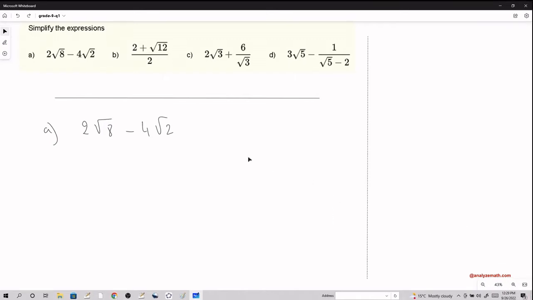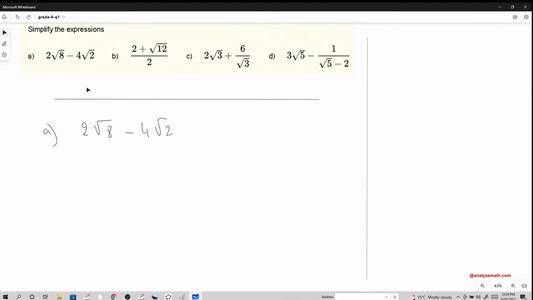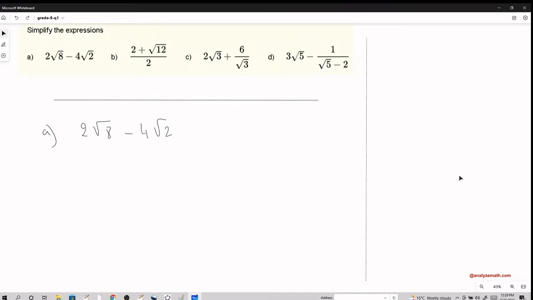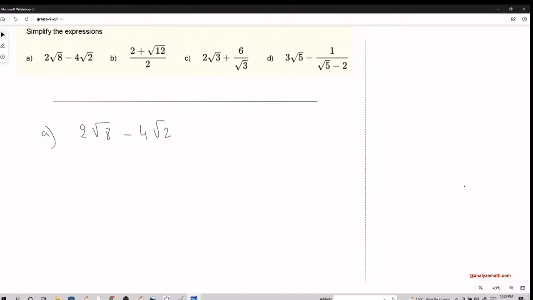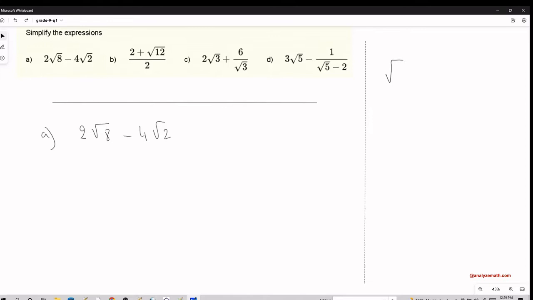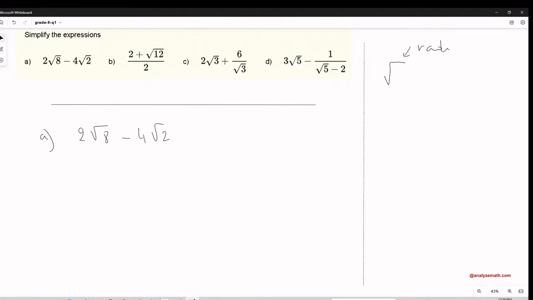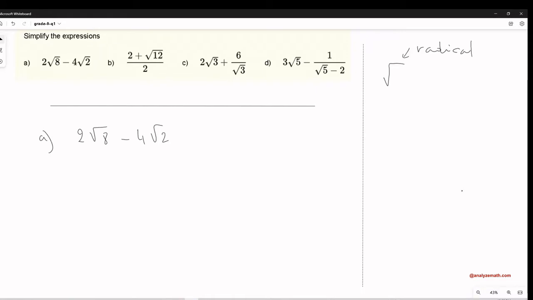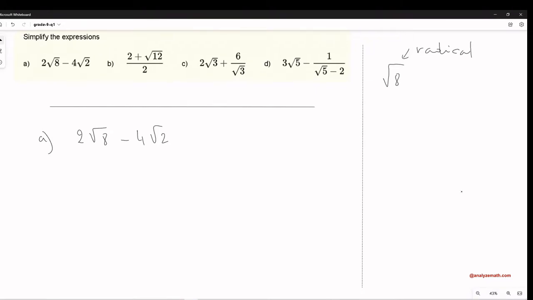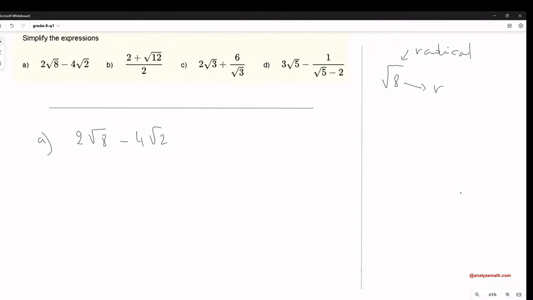This video is about simplifying expressions with square roots. The square root here is represented by the radical. So the symbol is called the radical. The number inside the radical is called the radicand.